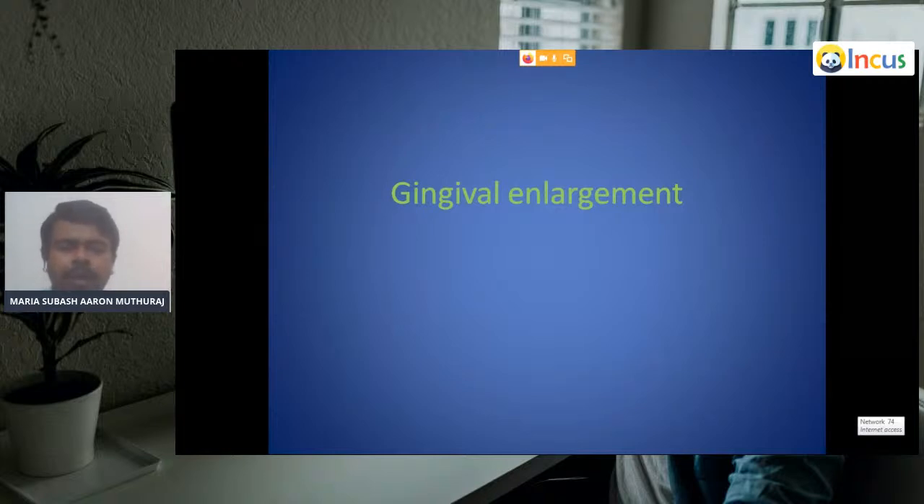Good evening. Today's class we are going to discuss gingival enlargement. Some of the important MCQs of gingival enlargement, with their descriptions. Every description I am giving for the MCQs is taken from Carranza.